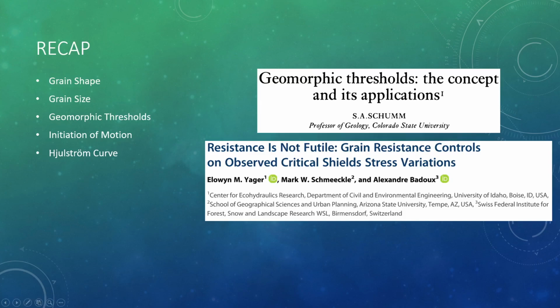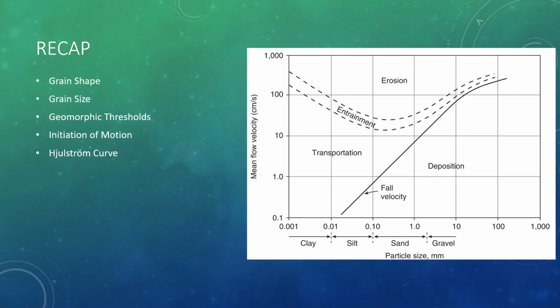So today, we talked about the different bins of grain size and shape, and the concepts of geomorphic thresholds, how they relate to the initiation of motion, and finally how grain size and transport all tie together as modeled by the Hjulström curve.